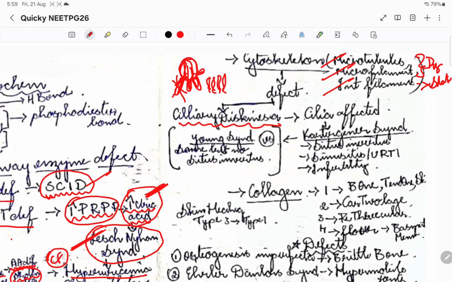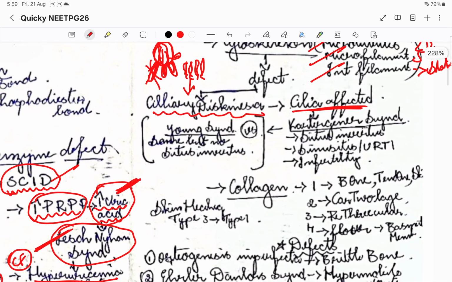Cilia should be beating, right? If the cilia is not beating, then it is going to cause ciliary dyskinesia. Kinesia means movement; dyskinesia is akinesis. So if there is a defect and the cilia is getting affected, then it is going to form a disease known as Kartagener syndrome. Okay, Kartagener syndrome. You would definitely have heard this name a lot of times.